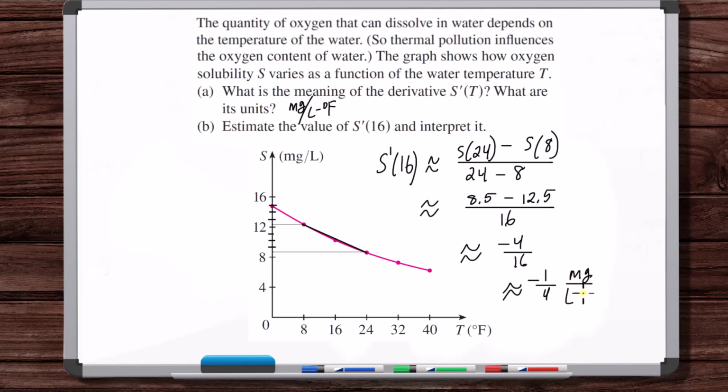milligrams per liter per degree Fahrenheit. From a practical standpoint, when the temperature is 16 degrees Fahrenheit, if you increase the temperature by an extra degree Fahrenheit, then the solubility of the water is going to decrease by a fourth of a milligram per liter. Or if you decrease the temperature by a degree Fahrenheit when the temperature is 16 degrees Fahrenheit, then the solubility of the water is going to increase by about a fourth of a milligram per liter.